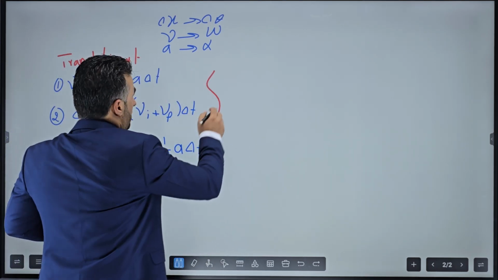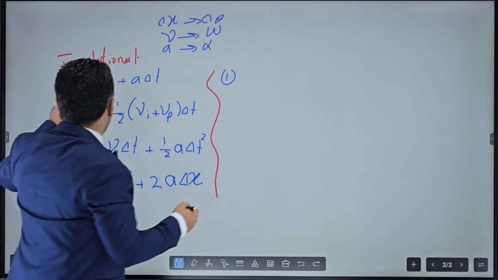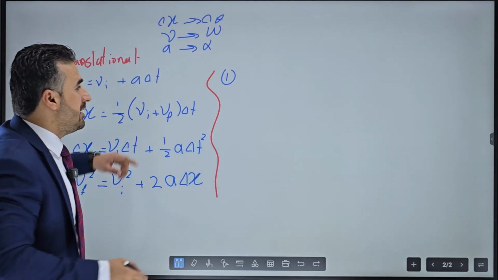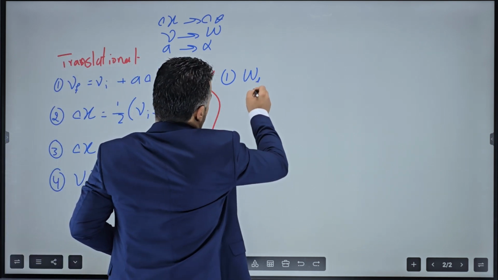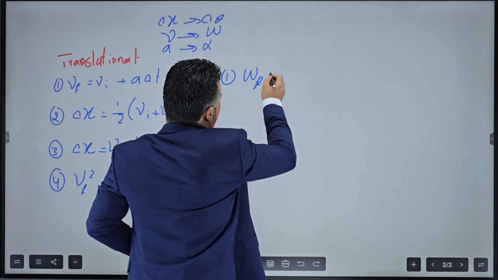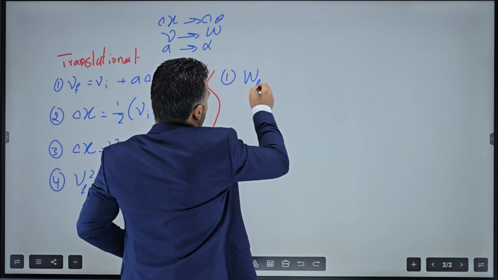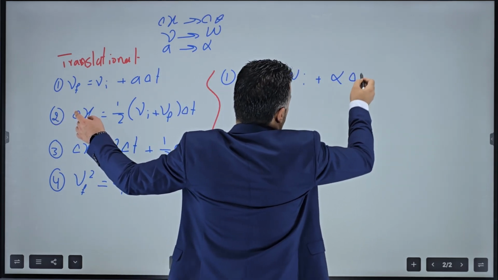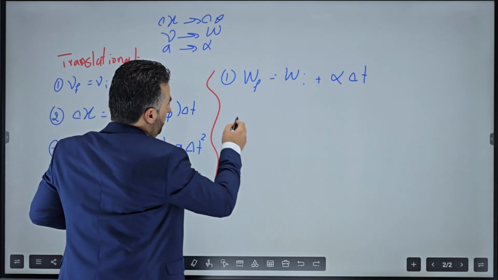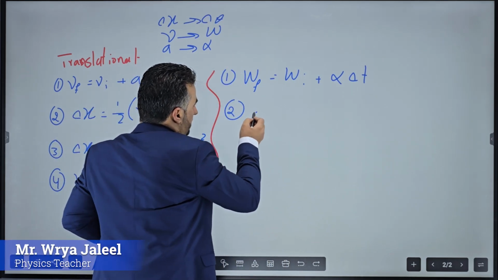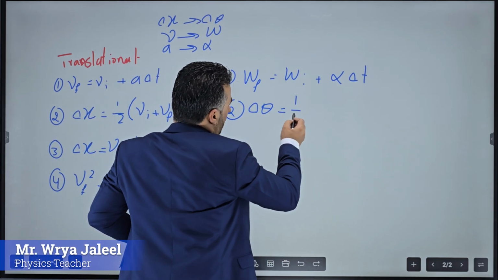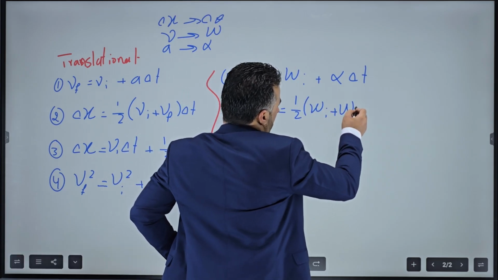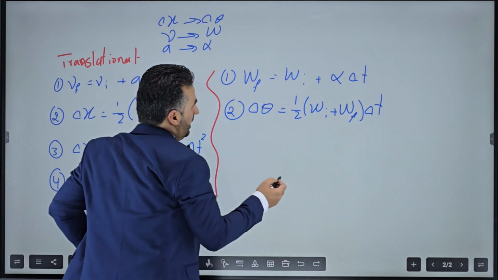The first equation becomes, instead of final velocity, final angular speed. So we'll say omega final is equal to omega initial plus angular acceleration times delta t. Very good. That is the first. What about the second one? Instead of delta x, we'll write delta theta equals 1 over 2. Instead of V initial, we'll write omega initial plus omega final, times delta t again.